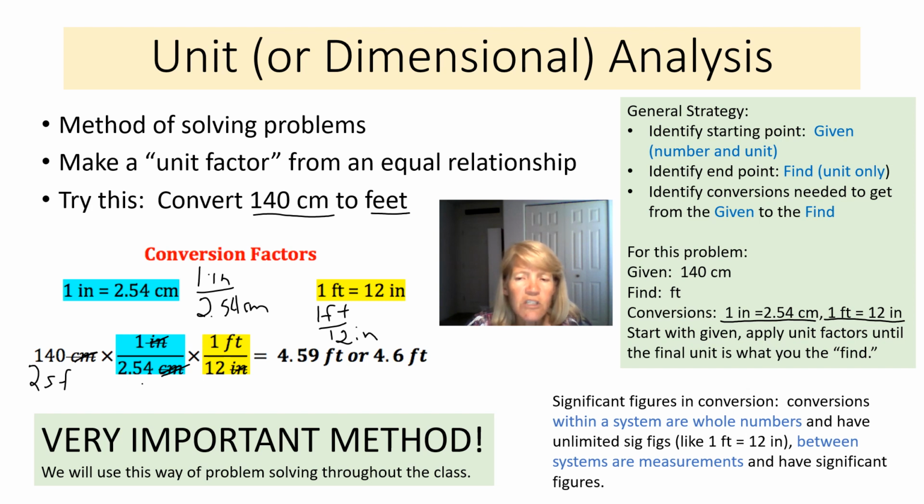Our next conversion is English to metric, and that is a measurement. So let's consider that in our significant figures. The 1 is a pure whole number, so it doesn't matter. But the 2.54, that's 3 significant figures. And then the 1 foot over 12 inches, that's a definition. So those are pure whole numbers, and we also don't have to worry about significant figures. So the smallest of those is 2, and so that's why we get 4.6 feet as the answer as we consider significant figures.